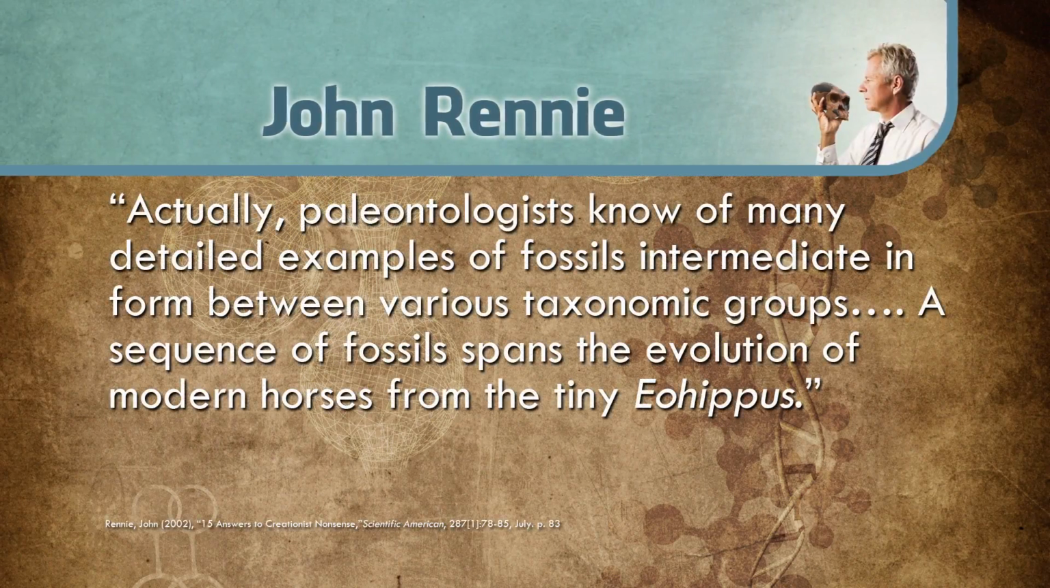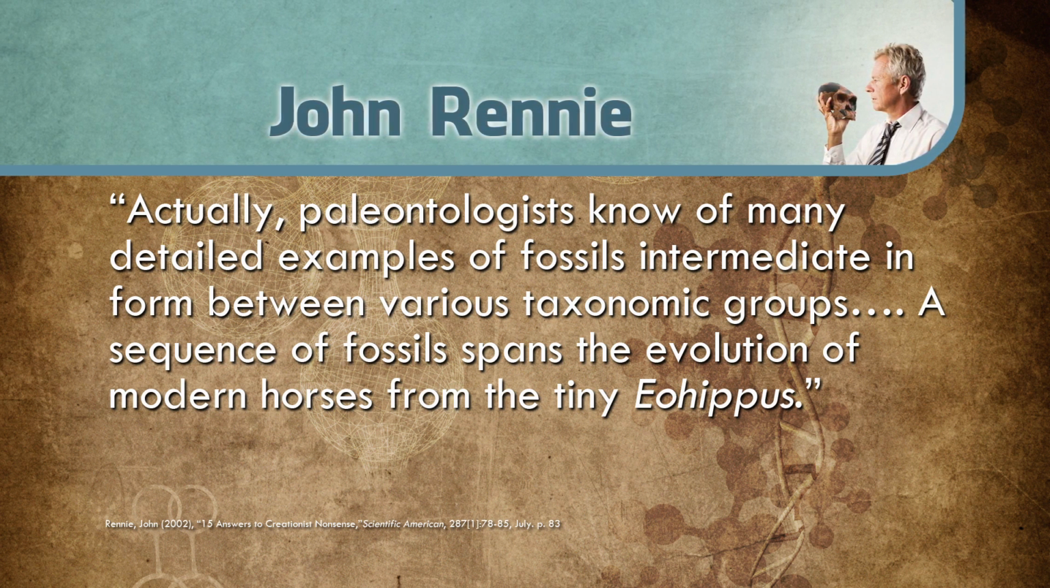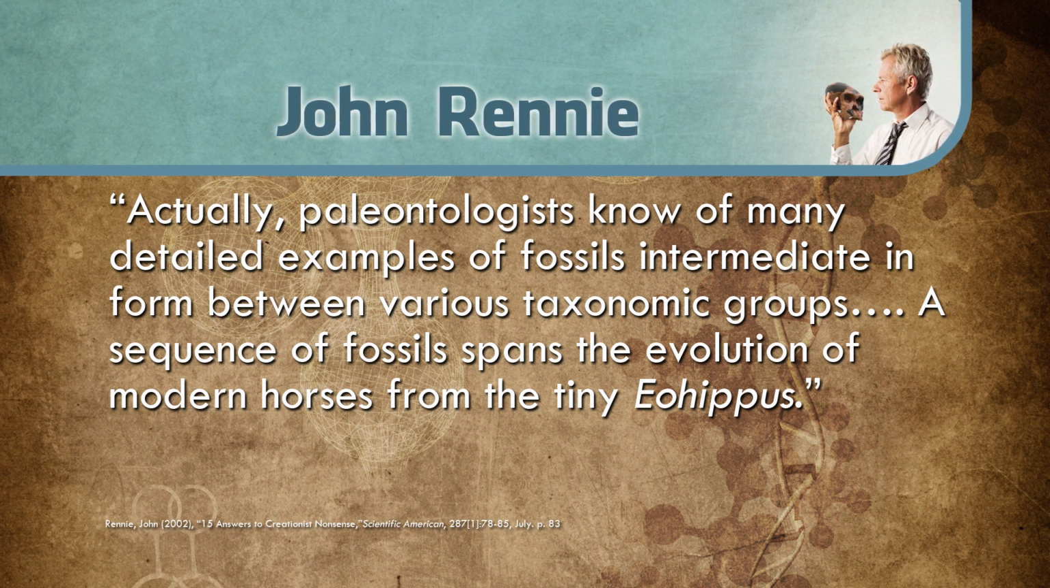The 2006 edition didn't rectify the problem. On page 439, the authors used the standard classic pictures of horse evolution to illustrate the nature of evolution by gradualism. John Rennie, writing in the prominent science magazine Scientific American in 2002, in an article titled 15 Answers to Creationist Nonsense, said, "Actually, paleontologists know of many detailed examples of fossils intermediate in form between various taxonomic groups. A sequence of fossils spans the evolution of modern horses from the tiny Eohippus." So evolutionists tout horse evolution charts as decisive evidence of evolution.